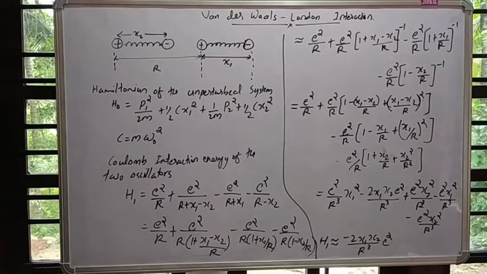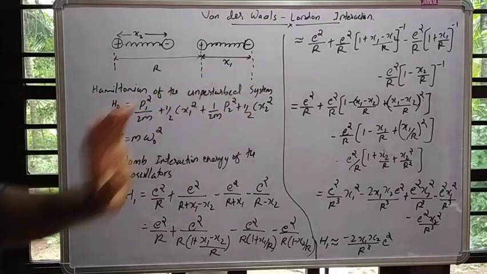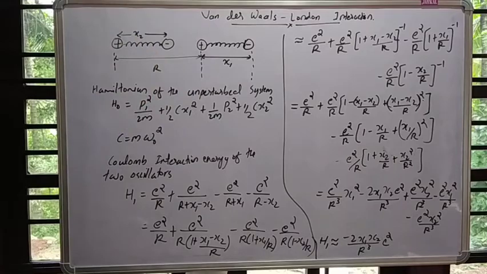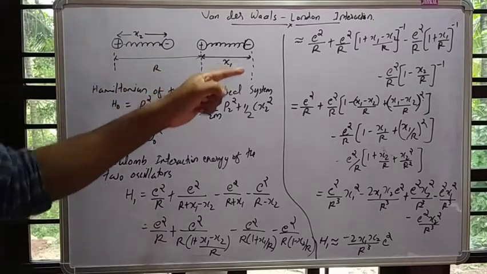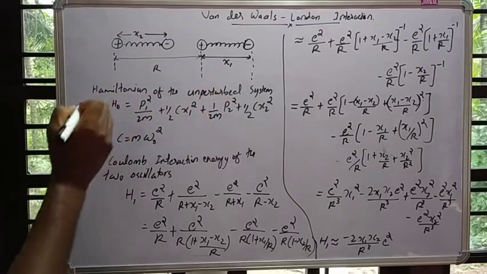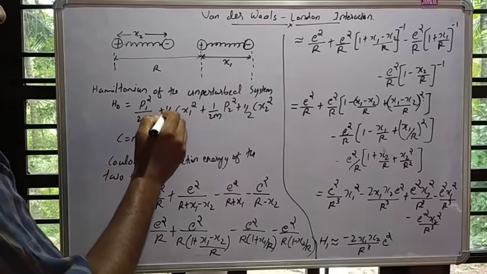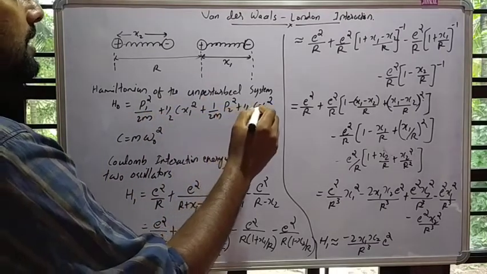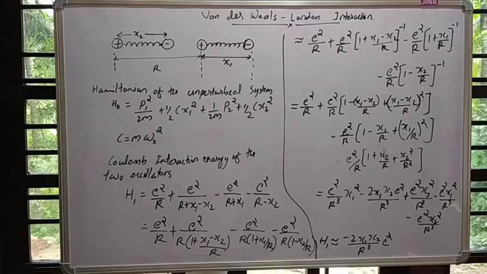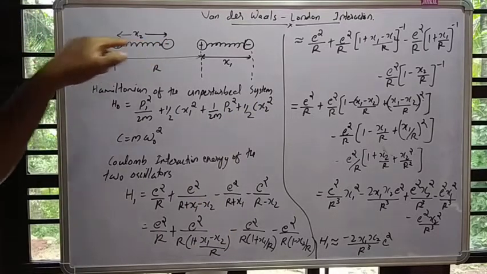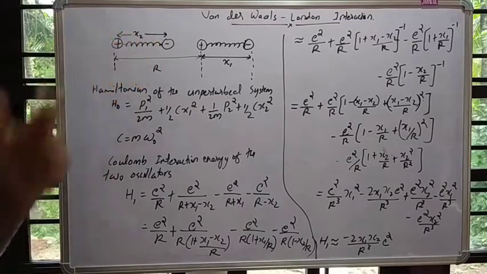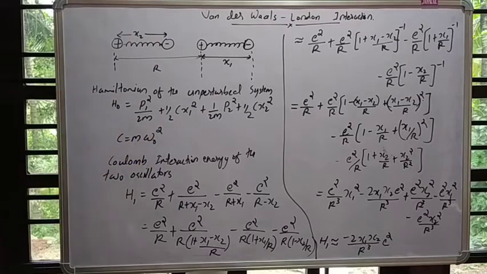So let us consider the Hamiltonian of the unperturbed system. Let us consider these two atoms are uncoupled, and the Hamiltonian of the unperturbed system is H0 equal to P1 square over 2m plus half C x1 square plus 1 over 2m P2 square plus half C x2 square. We are considering these two charges, and the center of these two charges oscillates with the frequency omega naught.